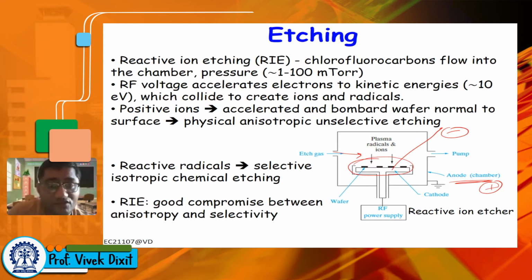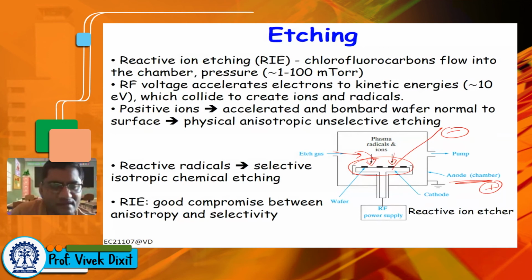Of course, electrons have a smaller mass, so they will accelerate to higher energies, and they will again bombard and create the ions and radicals, right? So these ions and radicals will be inside the plasma. Of course they will hit the surface also, but they will hit the gas particles also. And these gas molecules, atoms, will form ions, right? So there are two types of species that are formed: positive ions, right, which accelerate and hit the surface, and another is reactive radicals, right?